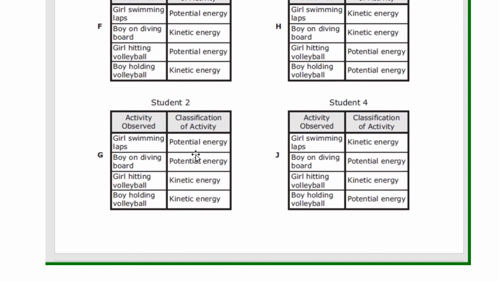Student 2, which is answer choice G, says the girl swimming laps is potential energy, the boy on the diving board is potential energy, the girl hitting the volleyball is kinetic energy, and the boy holding the volleyball is kinetic energy.